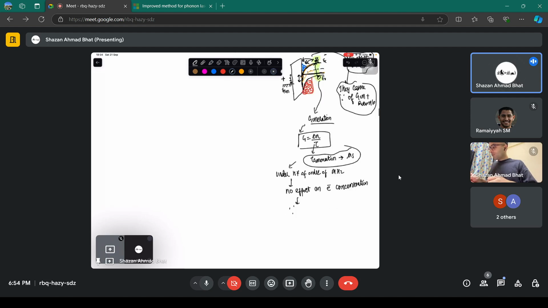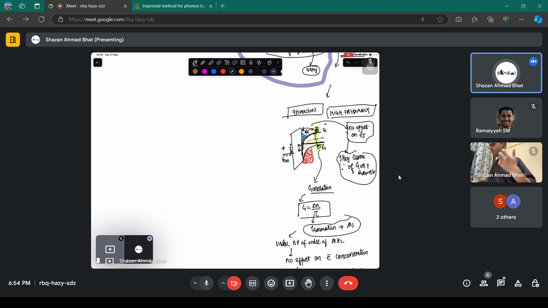Because the high frequency, which is in megahertz, has a time period of approximately microseconds. That is equivalent to, or rather much greater than, the generation time. So electrons are not able to respond or get generated because of that small signal. That is the reason that under high frequency these electrons don't get affected.